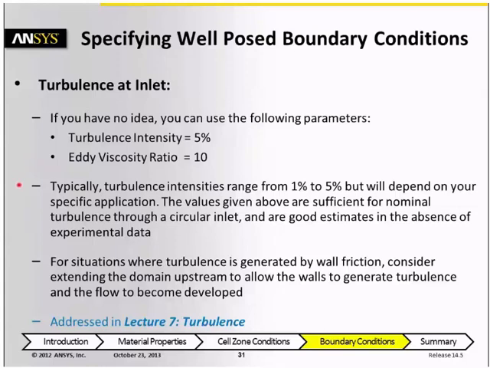For most physical flows, turbulence intensities range from about 1% to 5%, but it does depend on your specific application. The values that we see here are sufficient for nominal turbulence through a circular inlet, and they're good estimates in the absence of any experimental data. In situations where the turbulence is generated by wall friction, you should consider extending the domain upstream to allow the walls to generate the turbulence and the turbulent profiles to become fully developed. And as we mentioned before, this will be discussed in more detail in Lecture 7.